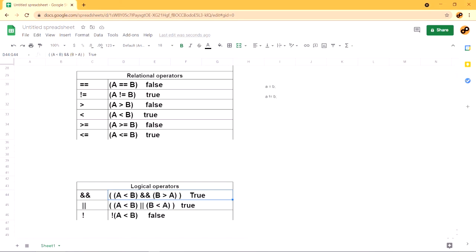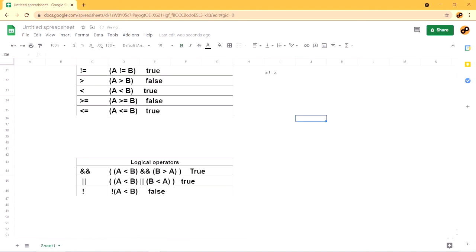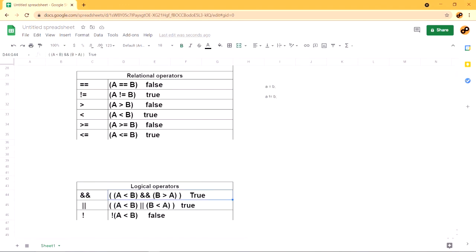I have given the example a less than b. We'll take a as 10 itself. A is 10 and b is 20. A is less than 20, this is true, and also b greater than a. Yes, b is greater than a, this is also true, so the result is true. If any of these conditions is false, then here also it will be false.